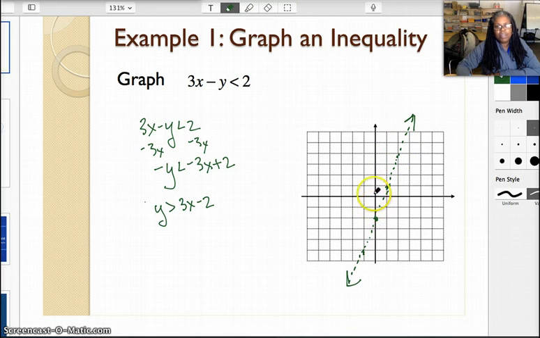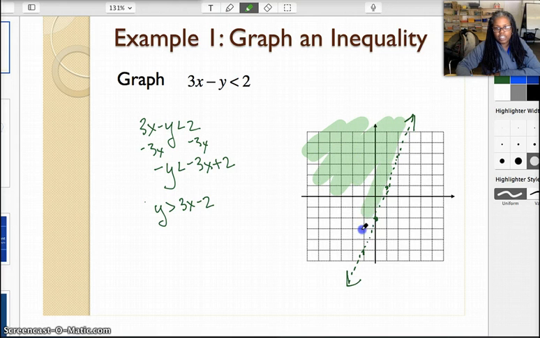Y being greater than means that it is above. That is a legitimate way to do this, which makes sense, right? So I can therefore come and shade everything here, and my solution is indicated by what I have here.